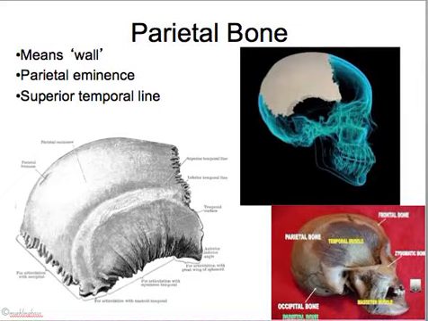But what we can see on that parietal bone is the superior temporal line. That's right, this structure right here. And what is happening there is the temporal muscle. See this here? That red thing is a muscle.